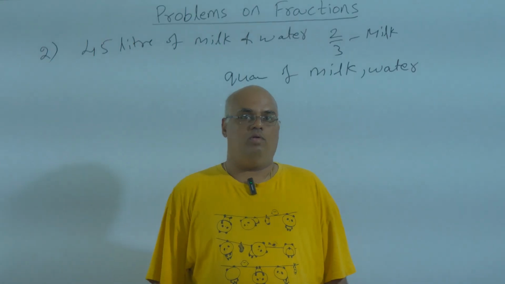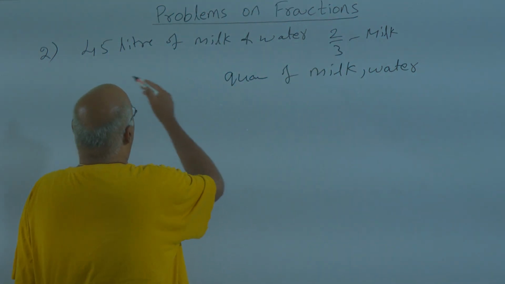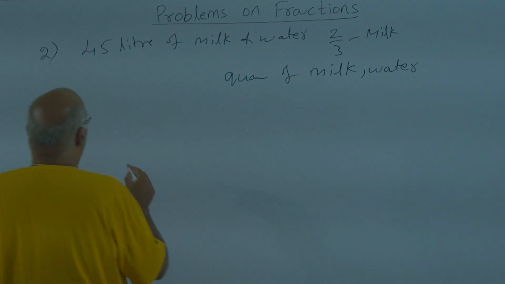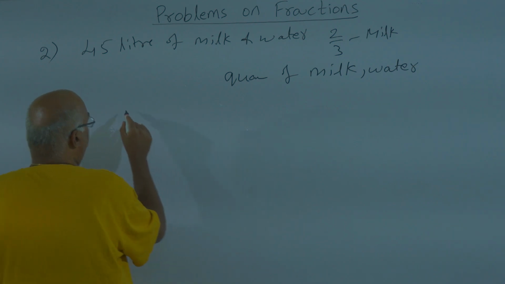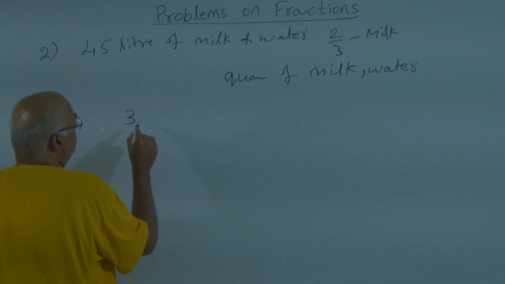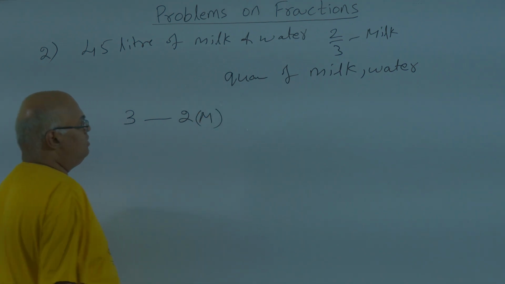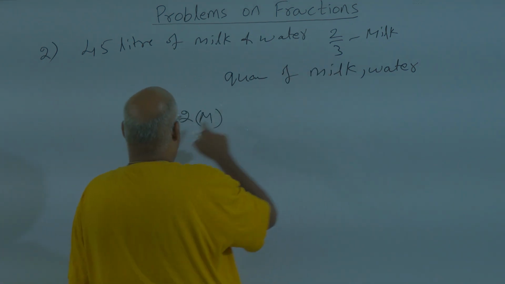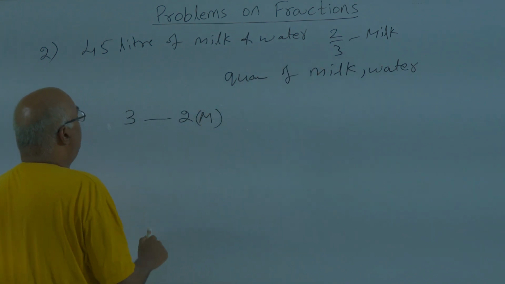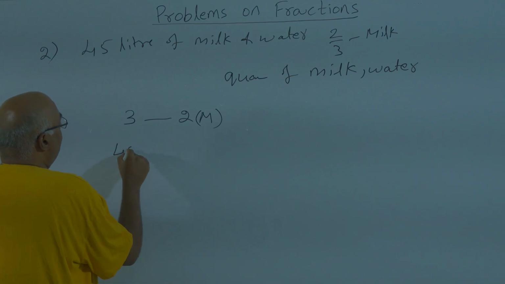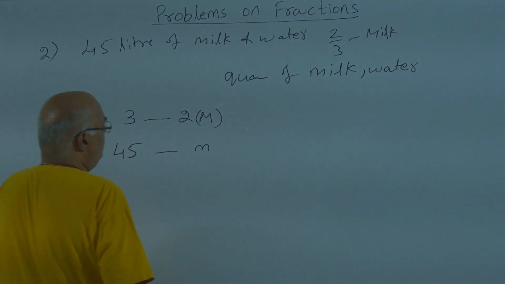Let us solve this problem using the fraction method. You have been given that 2/3 of the given mixture is milk. What does this 2/3 mean? In the denominator you have 3, so out of 3 liters of mixture, in the numerator you have 2, so 2 liters is milk. So when the quantity is 45 liters, how much will be the quantity of milk? Let us take small m.